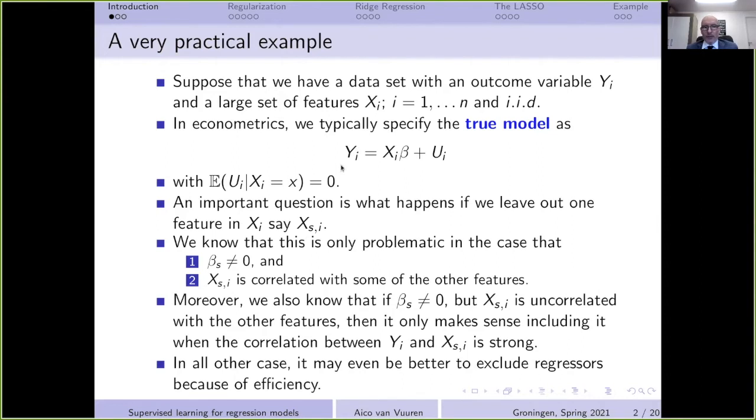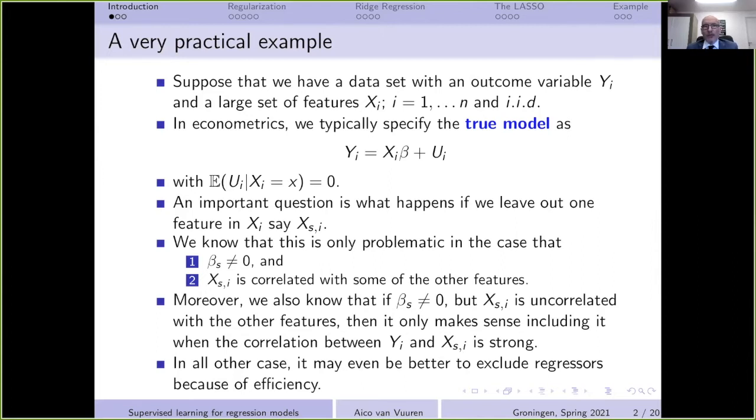But we should realize that even in an econometric context, we can always ask ourselves the question, what is going to happen if this is the true model and I'm going to exclude one of my regressors? Say I'm going to exclude this S regressor that we have over here. So this XS, we're simply going to exclude it, where S could be, of course, equal to 1, 2, 3, 4, 5, etc. And the question arises, what is going to happen in that particular case?